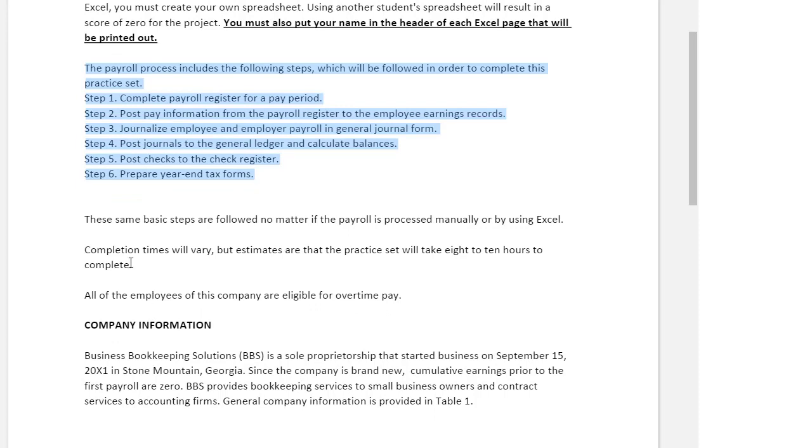Now, according to the publisher, completion times will vary, of course, but estimates are that the practice set will take 8 to 10 hours to complete. That's probably bogus. It's probably going to take you longer than that. And that's why we have so much time in class and outside of class to work on this.